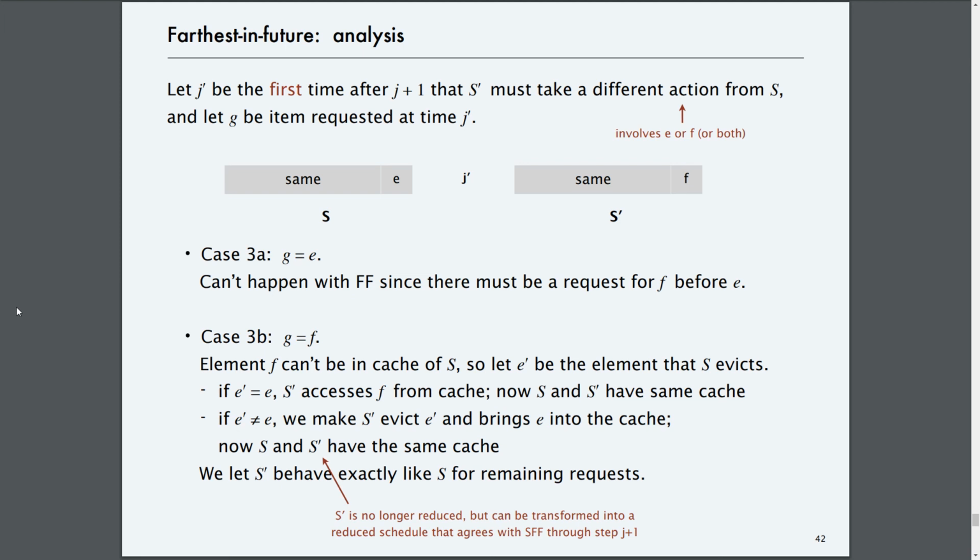Another case is if G is equal to F. F can't be in the cache of S. So let's say E prime is the element that S evicts. Now if E prime is equivalent to E, then S prime accesses F from the cache, and now S and S prime have the same cache. If E prime is not equal to E, we make S prime evict E prime, and we bring E into the cache. And now S and S prime have the same cache.